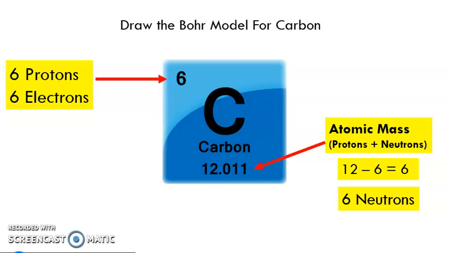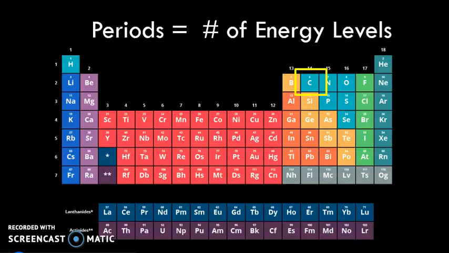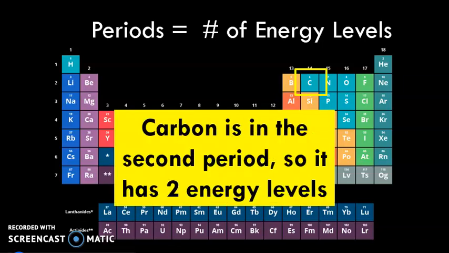and 6 neutrons. The last piece of information that we're going to need to know is simply based on carbon's position on the periodic table. Because it's in the second row of the periodic table, that means that carbon is going to have 2 energy levels of electrons. Let's get started drawing it.